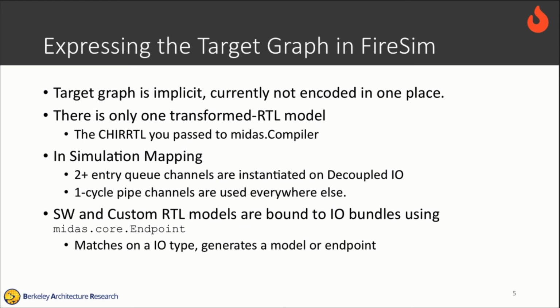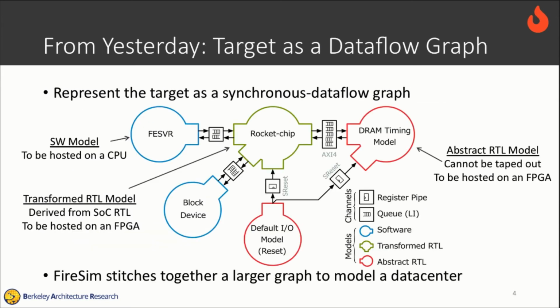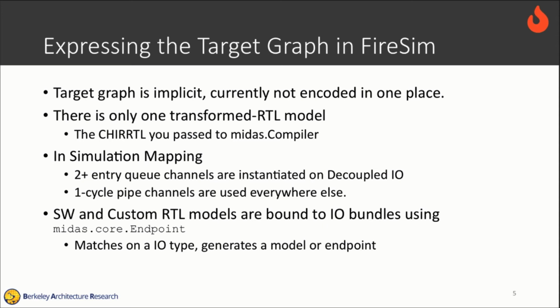Okay, so one of the gotchas is that the target graph is not explicitly encoded anywhere. It's sort of implicitly captured in a variety of different places. As I said, the graph is a star because there's only one transformed RTL model, and that's the Chisel design that you're going to pass to the Midas compiler. In simulation mapping, remember that flow graph I had yesterday? One stage called simulation mapping generates the actual token queues. By default, those are going to be 2-entry queues for decoupled I/O and 1-cycle pipe channels everywhere else.